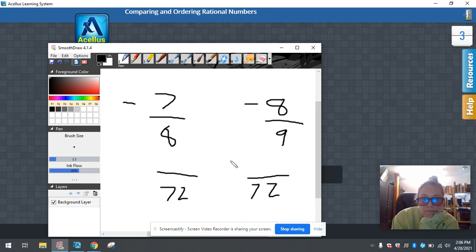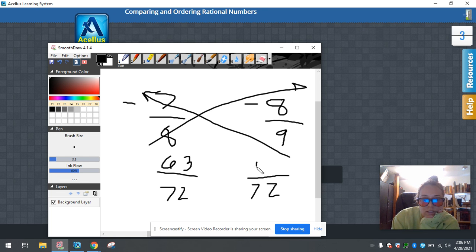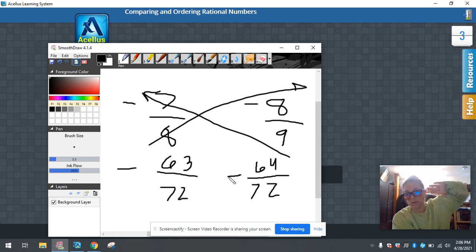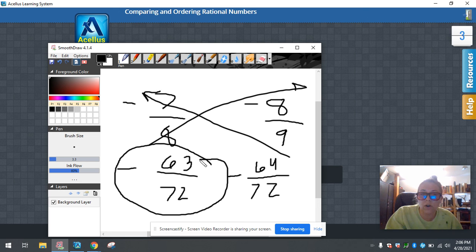Cross multiply. 9 times 7 is 63. 8 times 8 is 64. So I'm comparing negative 63 out of 72 compared to negative 64 out of 72. Remember, if we're dealing with negative numbers, this is going to be our larger number. So it'd be like owing someone 64 versus owing them 63. We'd rather owe them less.